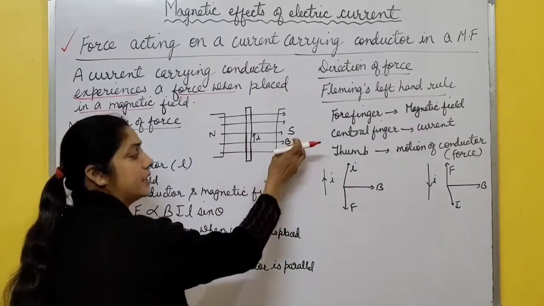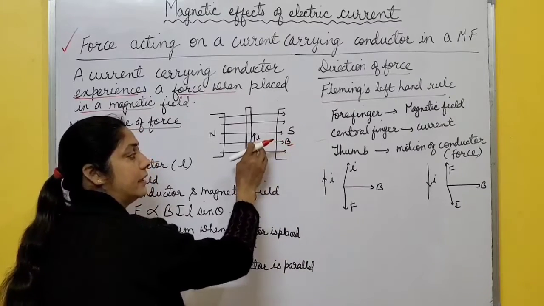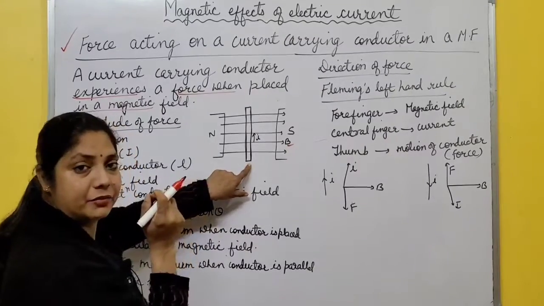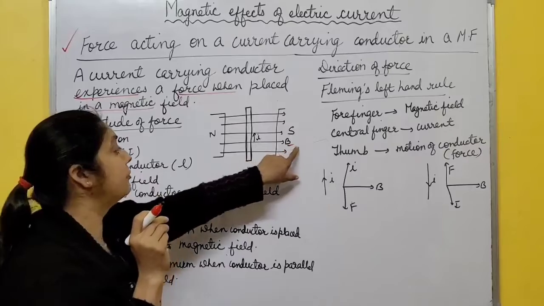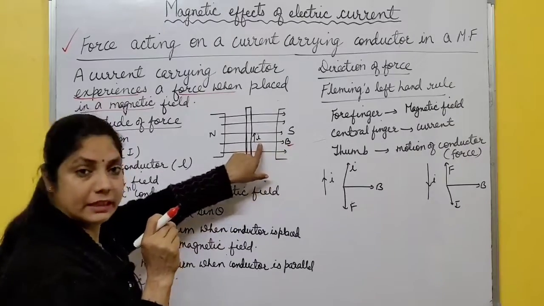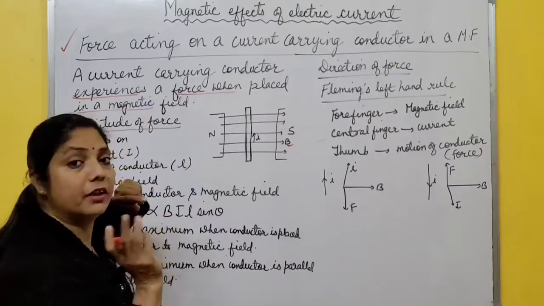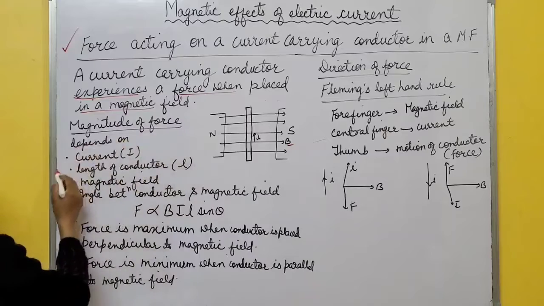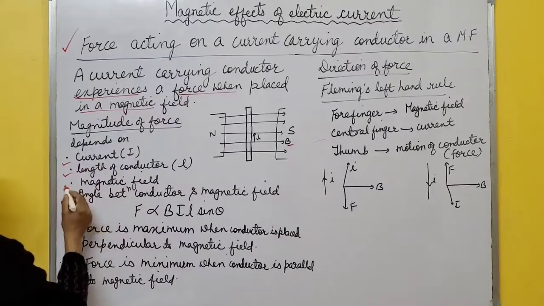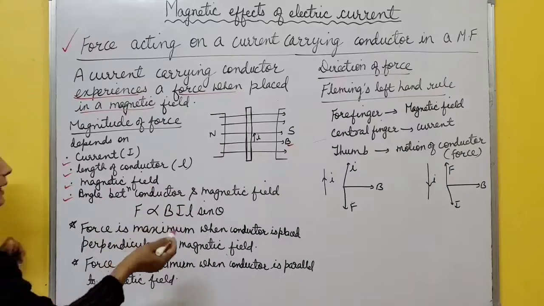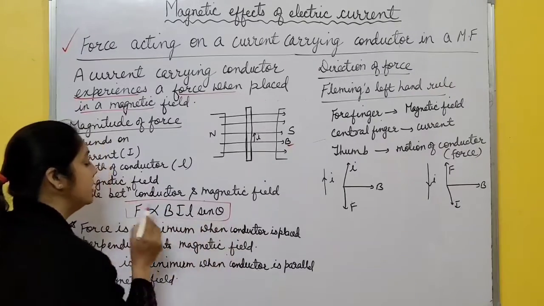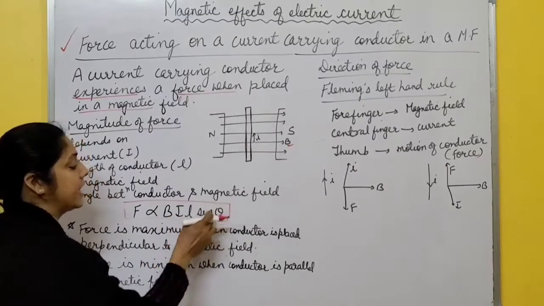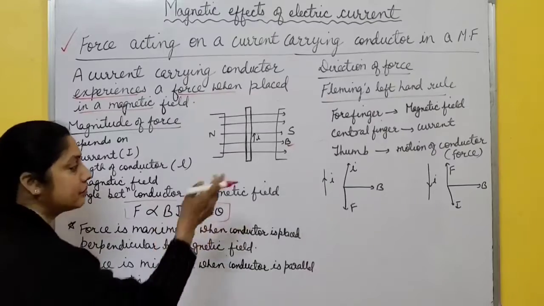Then due to this external magnetic field, this current carrying conductor experiences a magnetic force, and the magnitude of magnetic force depends upon the magnitude of magnetic field, magnitude of current, and also length of the conductor. And one more thing, also the angle between conductor and magnetic field. So this magnitude of force depends on current, length of conductor, magnetic field, and angle between conductor and magnetic field. It means force is directly proportional to BIL sine theta, where B is magnetic field, I is current, L is length of conductor, and theta is angle between conductor and magnetic field.